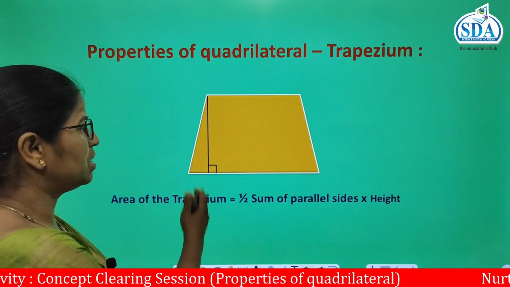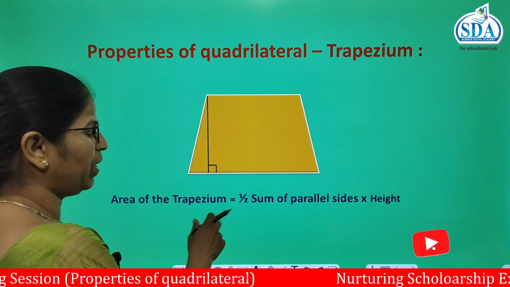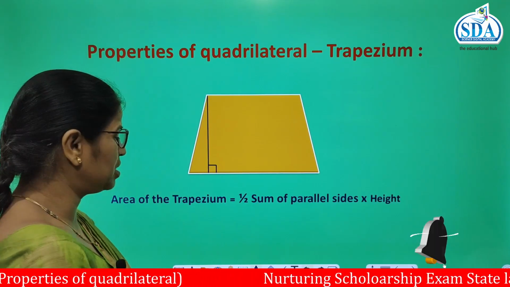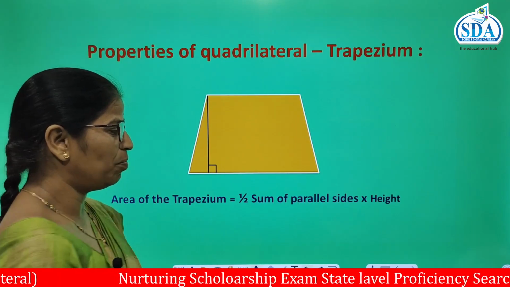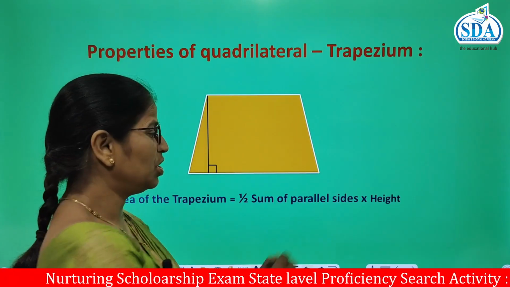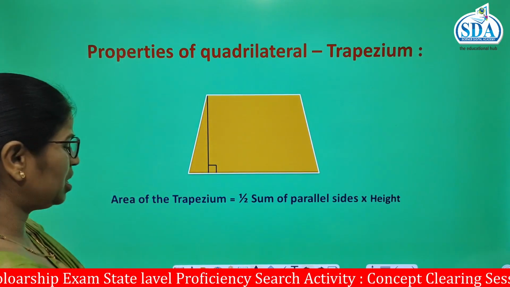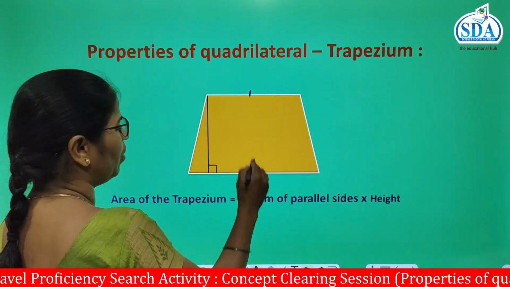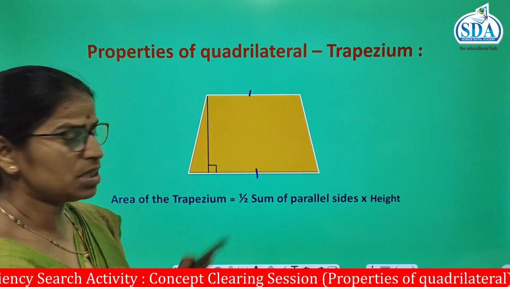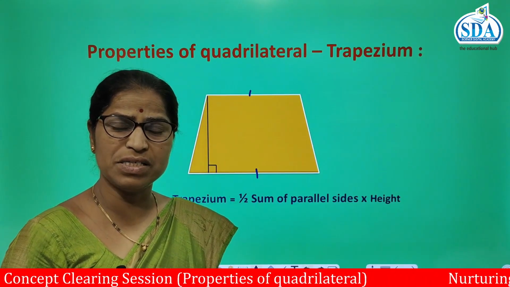Now, here is a trapezium. And formula for finding the area of trapezium is 1/2 multiplied by sum of parallel sides into height. And the property of sides of this trapezium is only one pair of sides is parallel.